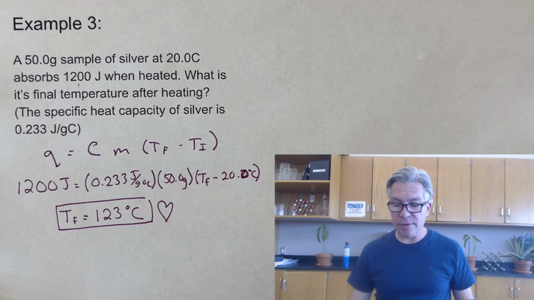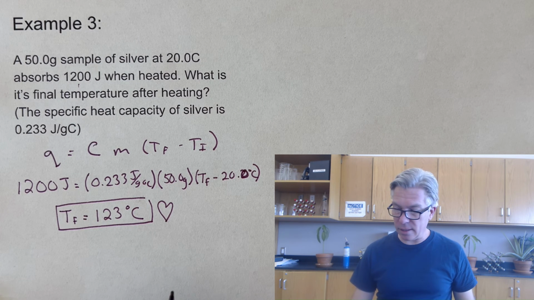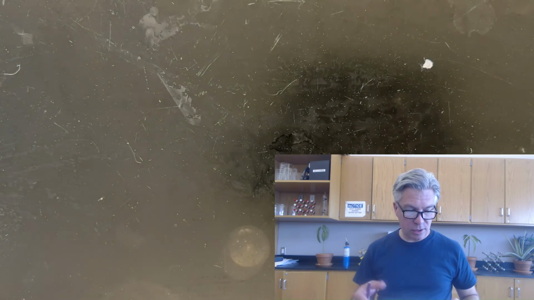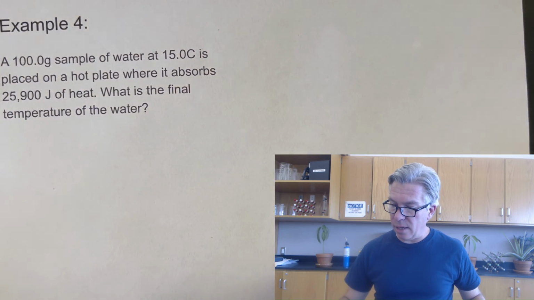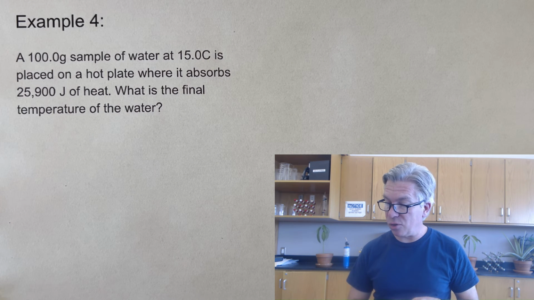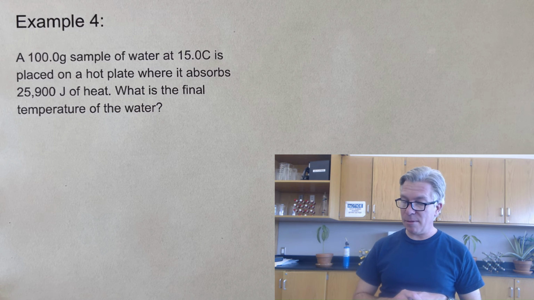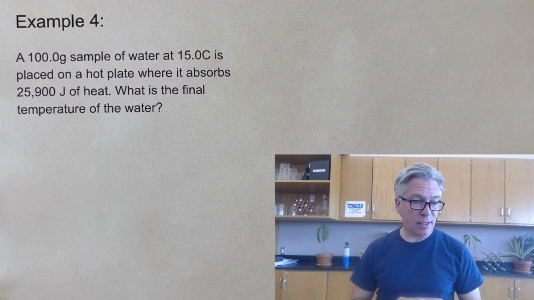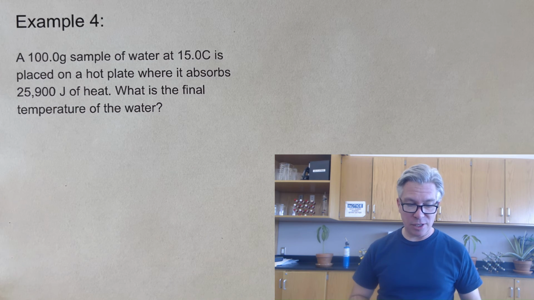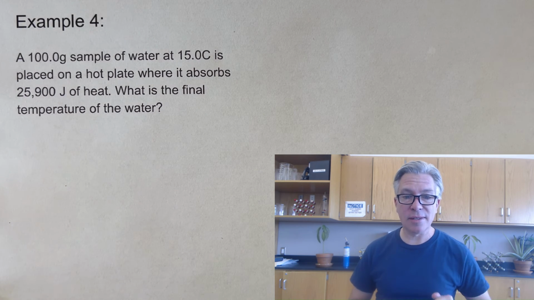Okay, there we have it. And if you got that, that's great. So let's try one more, a similar one, so you get to practice your T finals. A 100-gram sample of water at 15 is placed on a hot plate where it absorbs 25,900 joules of heat. What's the final temperature of that water? And it's great that we have the power to predict that now that we know our heat capacity equation. Take a moment and see if you can do it if you'd like.